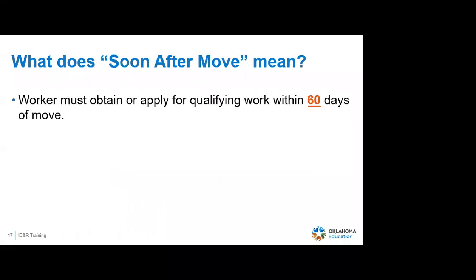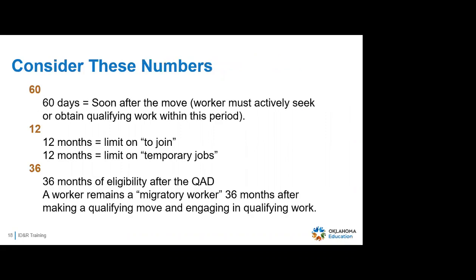What does soon after a move mean? Workers must obtain or apply for qualifying work within 60 days of a move. So here's some numbers to consider: 60, 12, and 36. 60 days equals soon after the move. The worker must actively seek or obtain qualifying work within this period. 12 months equals limited on temporary jobs. 36 months of eligibility after the QAD. A worker remains a migratory worker 36 months after making a qualifying move and engaging in qualifying work.